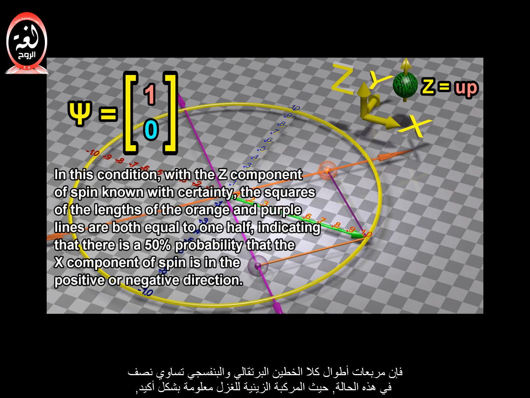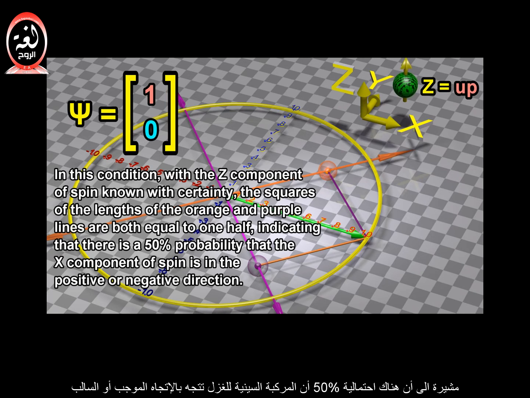In this condition, with the z component of spin known with certainty, the squares of the lengths of the orange and purple lines are both equal to 1/2, indicating that there is a 50% probability that the x component of spin is in the positive or negative direction.